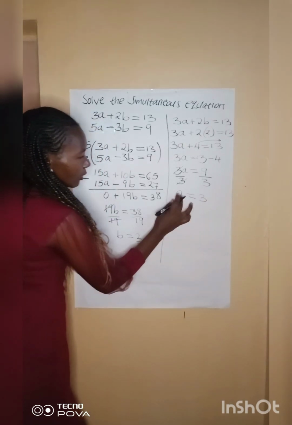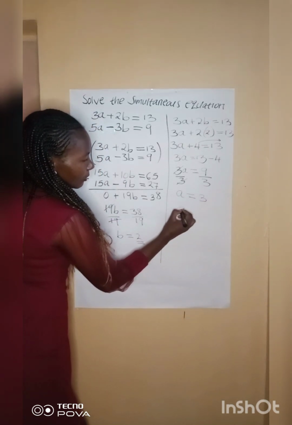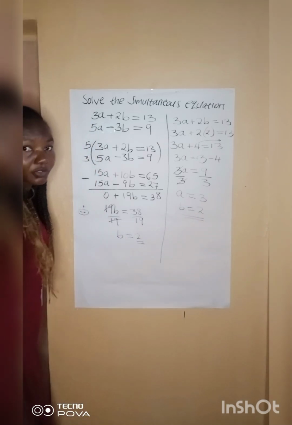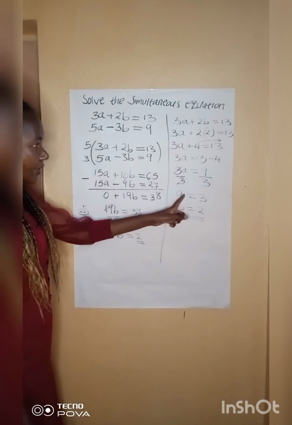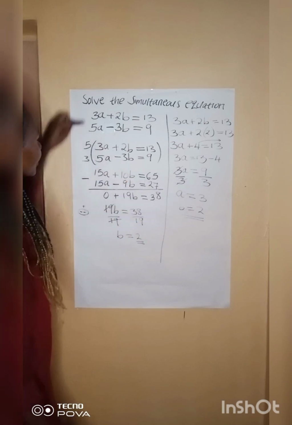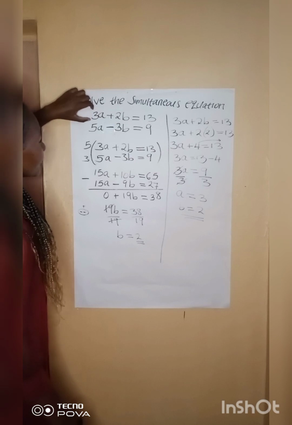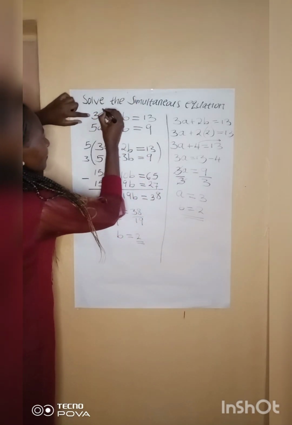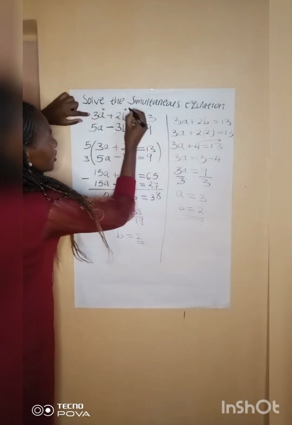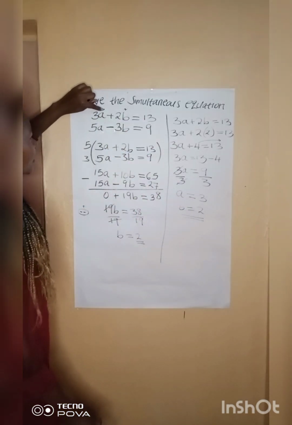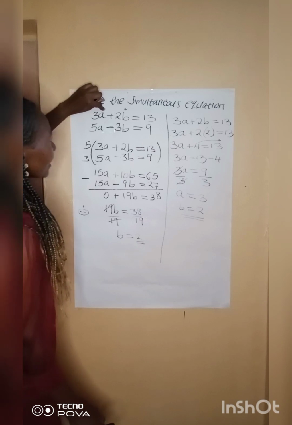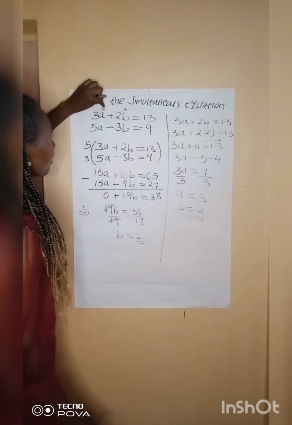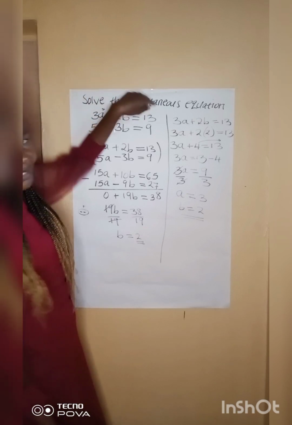And that means our a equals 3 and our b equals 2. And you can always confirm if you have gotten the right answer here. If we put 3 here, I want to see if in our first equation we will end up with 13. So if we put our 3 here and our 2 here, we'll be having 3 times 3, which is 9, plus 2 times 2, which is 4. So we have 9 plus 4, which is 13.